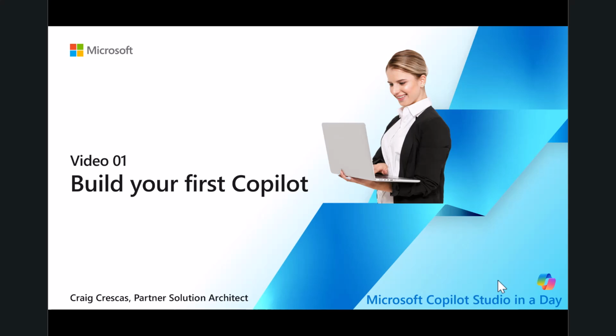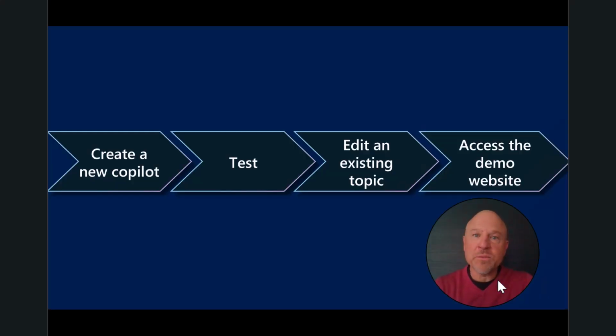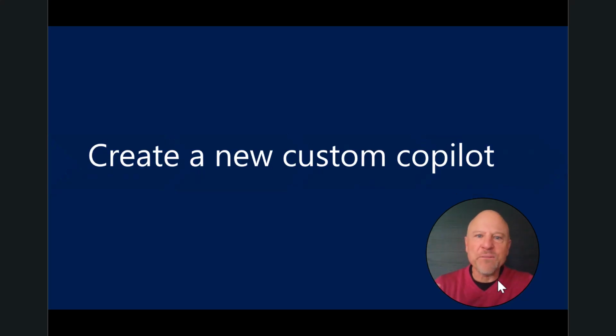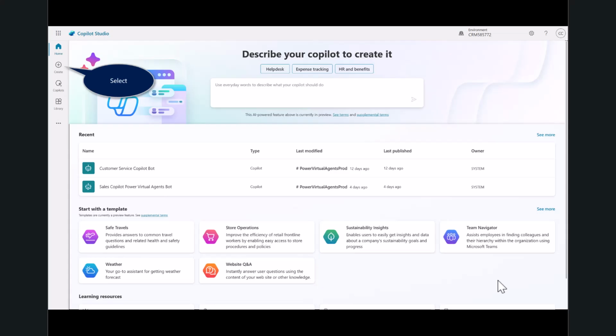In this first video, you will learn how to build your first Copilot in Copilot Studio. Now, to give you a visual roadmap of how the labs are laid out and where we're going to go, you'll see first you'll create a new Copilot. You'll test your bot. Then we'll go in and edit an existing topic, and then I'll show you how to access the demo site where you could potentially publish your bot. So let's get started in the first step, and that's to create a new custom Copilot.